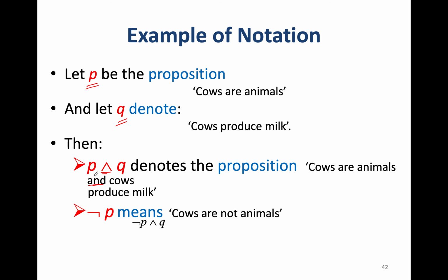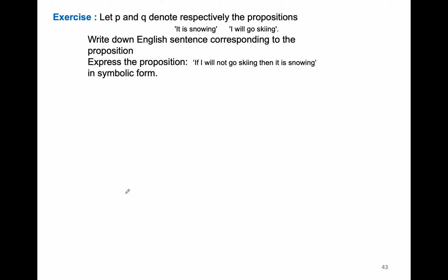The other example here, not P means cows are not animals. So we've got the P proposition as cows are animals, and we added to it the negation.